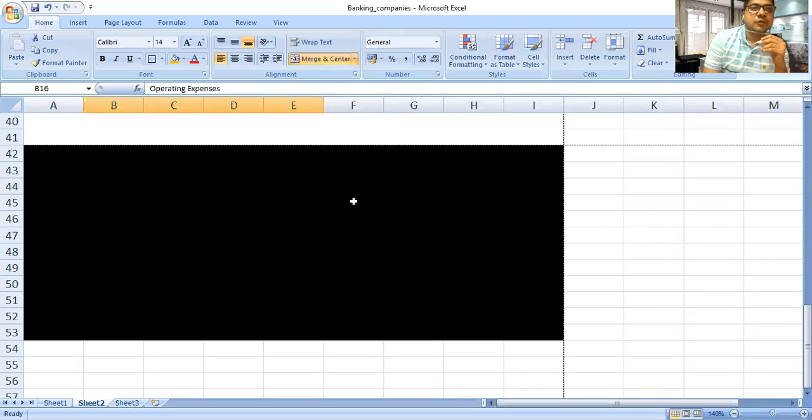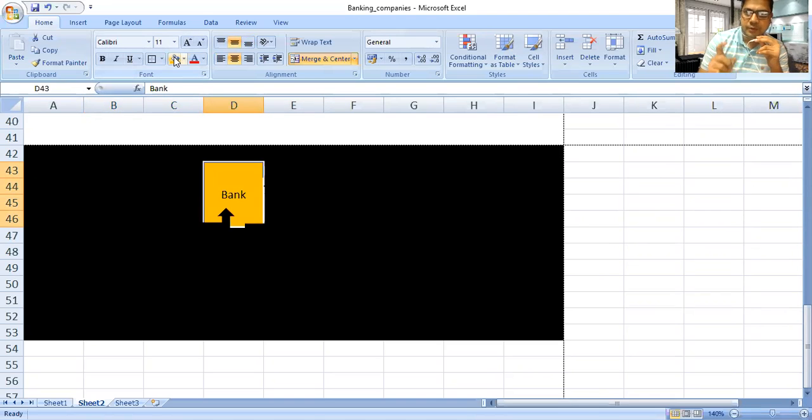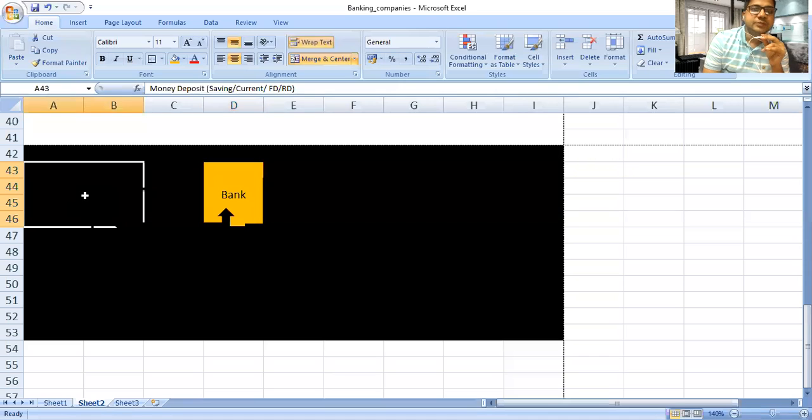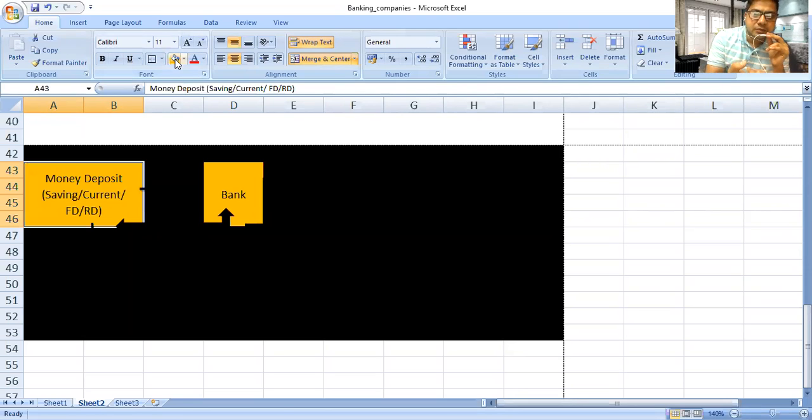Now, friends, let us consider that we have one bank, ABC Bank Limited. It is one of the banks. Now, what does this particular bank do, what are its basic activities? They can take money from the customers. How do they take the money from customers? By way of deposits.